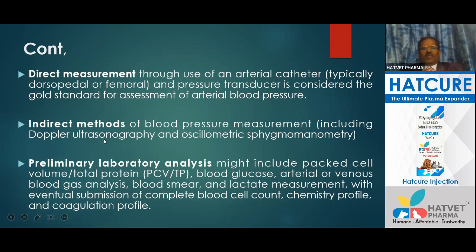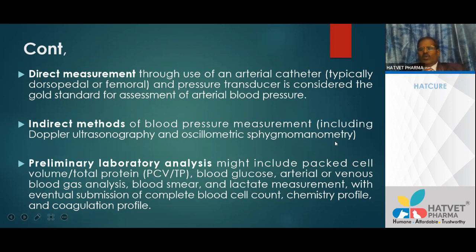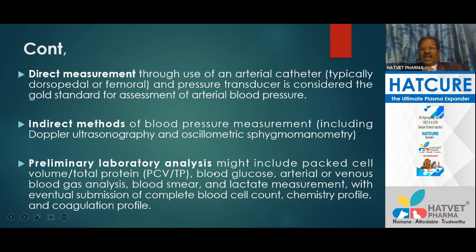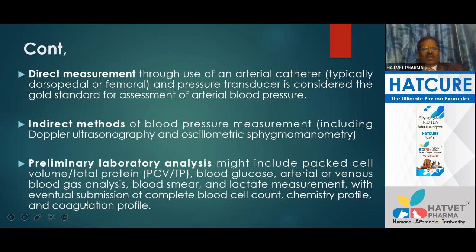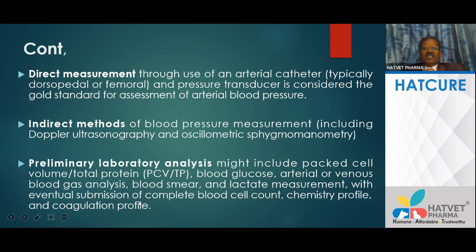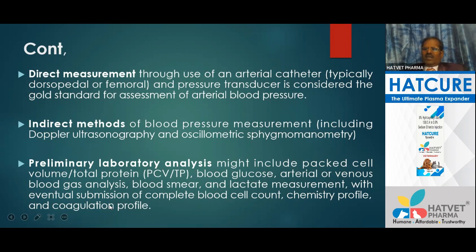Indirect methods of blood pressure measurement, including Doppler ultrasonography and oscillometric sphygmomanometry, you have seen in the previous video. Preliminary laboratory analysis might include packed cell volume, total protein, blood glucose, arterial and venous blood gas analysis, blood smear examination, lactate measurement, with the eventual submission of complete blood count, chemistry profile, and coagulation profiles. In all hypotension cases, all these laboratory parameters are very, very important to take care of critically ill patients.